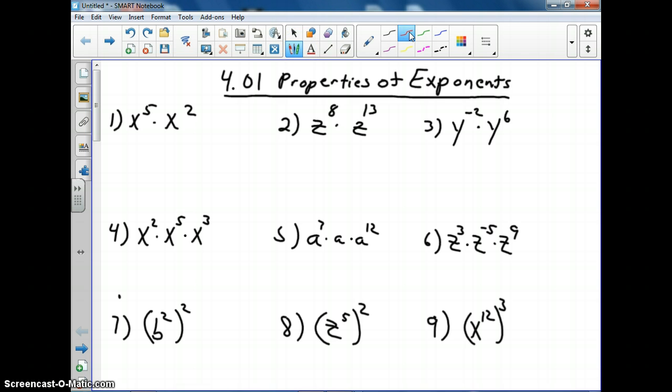All right, so this is going to equal how much? X to the 7th. Okay, very good. X to the 7th is the answer. The second one would be z to the 21st. 8 and 13 give us 21, right? So z to the 21st is right.